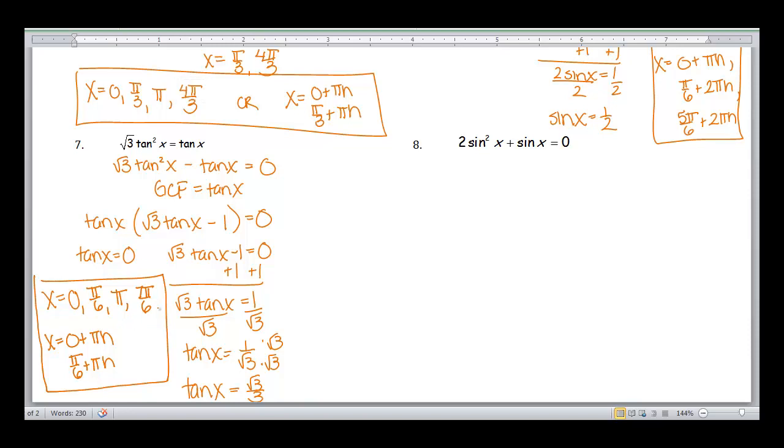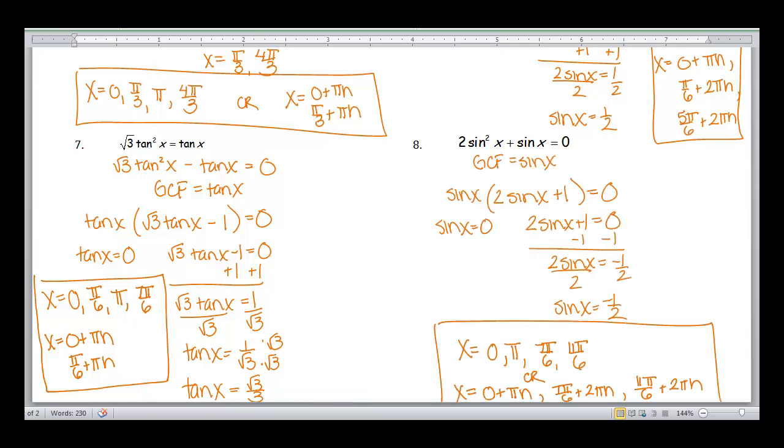Again, pause the video and complete example 8. Again, you should have found a GCF of sine of x, which once you factor out, you could set each equation equal to 0, meaning I want to look on my unit circle where sine was a value of 0, which gave me 0 and pi, and where sine was a value of negative 1/2, which gave me 7 pi over 6 and 11 pi over 6.